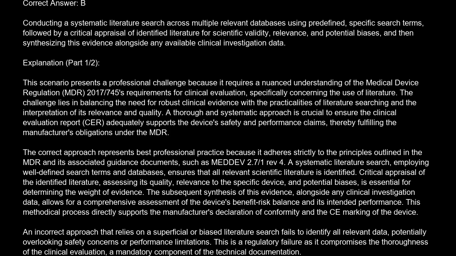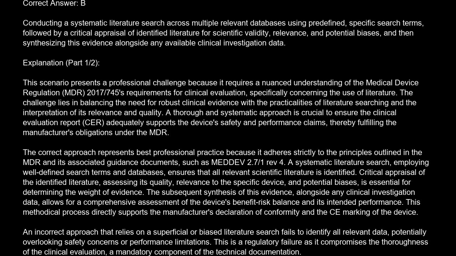The correct approach represents best professional practice because it adheres strictly to the principles outlined in the MDR and its associated guidance documents, such as MEDDEV 2.7/1 Rev 4. A systematic literature search, employing well-defined search terms and databases, ensures that all relevant scientific literature is identified. Critical appraisal of the identified literature, assessing its quality, relevance to the specific device, and potential biases, is essential for determining the weight of evidence.